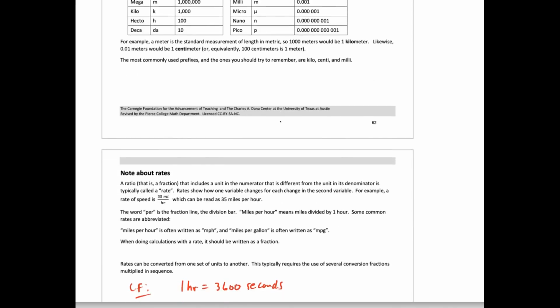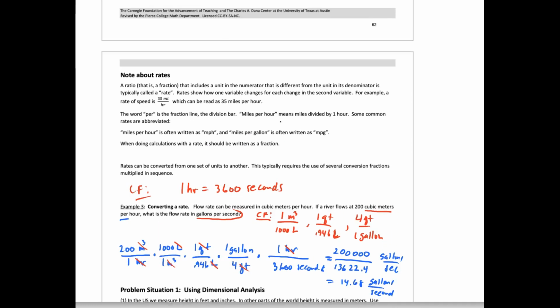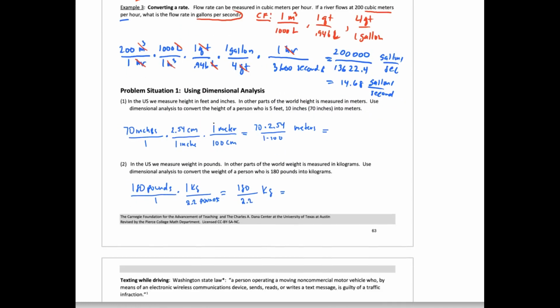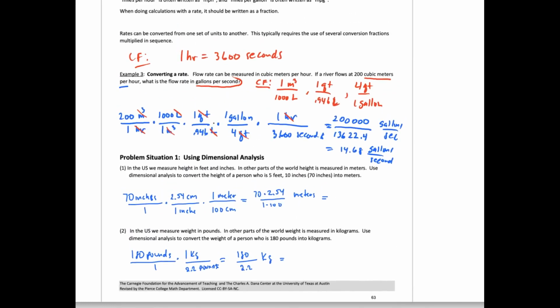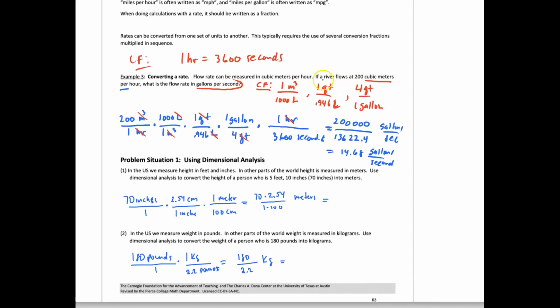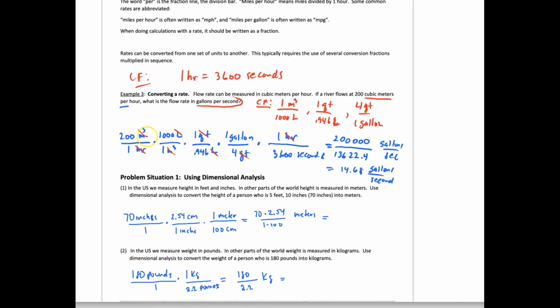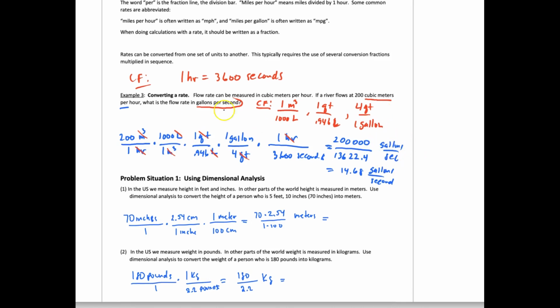And so looking at one other type of problem is when you are given a rate instead of just a number. So let's take a look at these examples here. I'll leave these up here so we can see them. And so here's an example of a river that flows 200 cubic meters per hour. So here's your 200 cubic meters per hour. Here are the conversion factors that you need. And then we use those as we multiply. And again, you're always canceling a top with a bottom. And in the end, you want to end up with the units you need. I'm trying to get to gallons per second. And so that's what you see over here, the gallons per second.